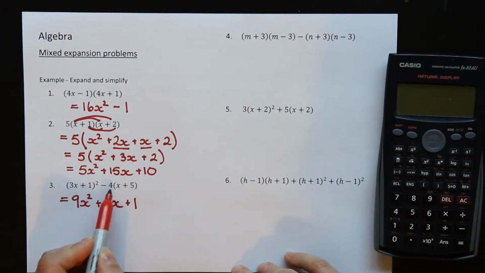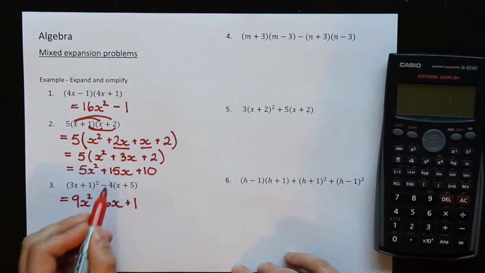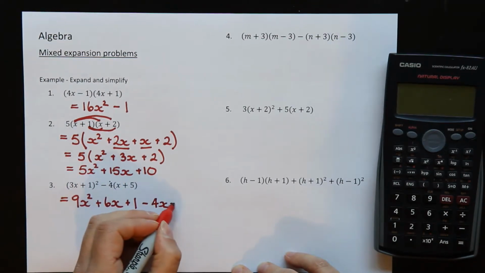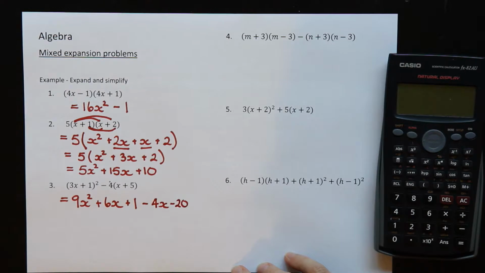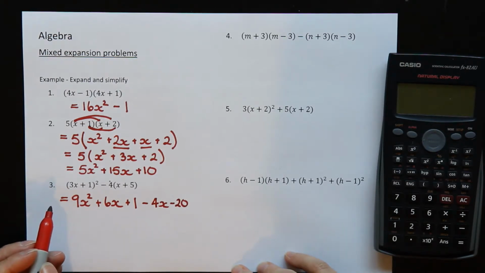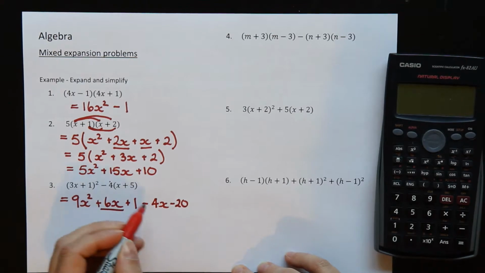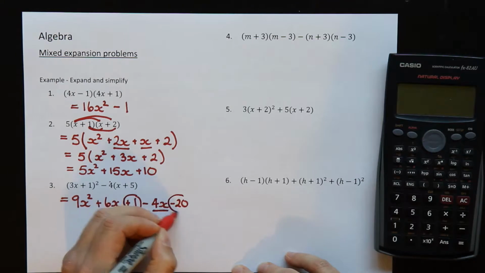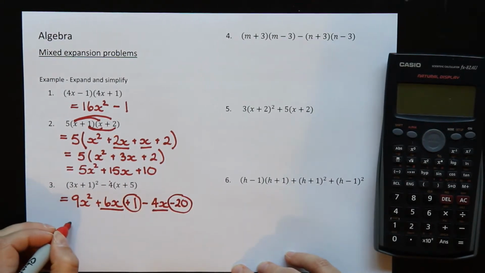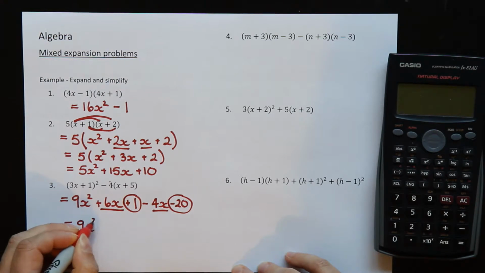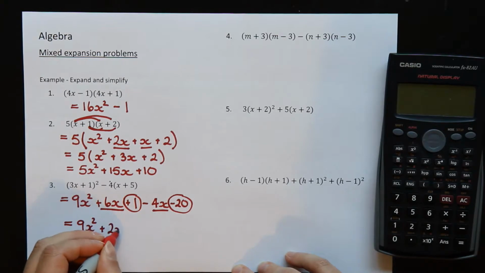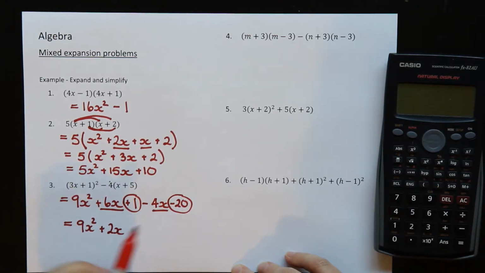Now I need to expand this bracket as well. I need to times the minus 4 with the x, minus 4x, and minus 4 times 5 is minus 20. Okay, now looking for things that are like terms. I have 6x and minus 4x are like terms, and a plus 1 and a minus 20. So leave the 9x squared first. 6x minus 4x is a positive 2x. And 1 minus 20 is negative 19.